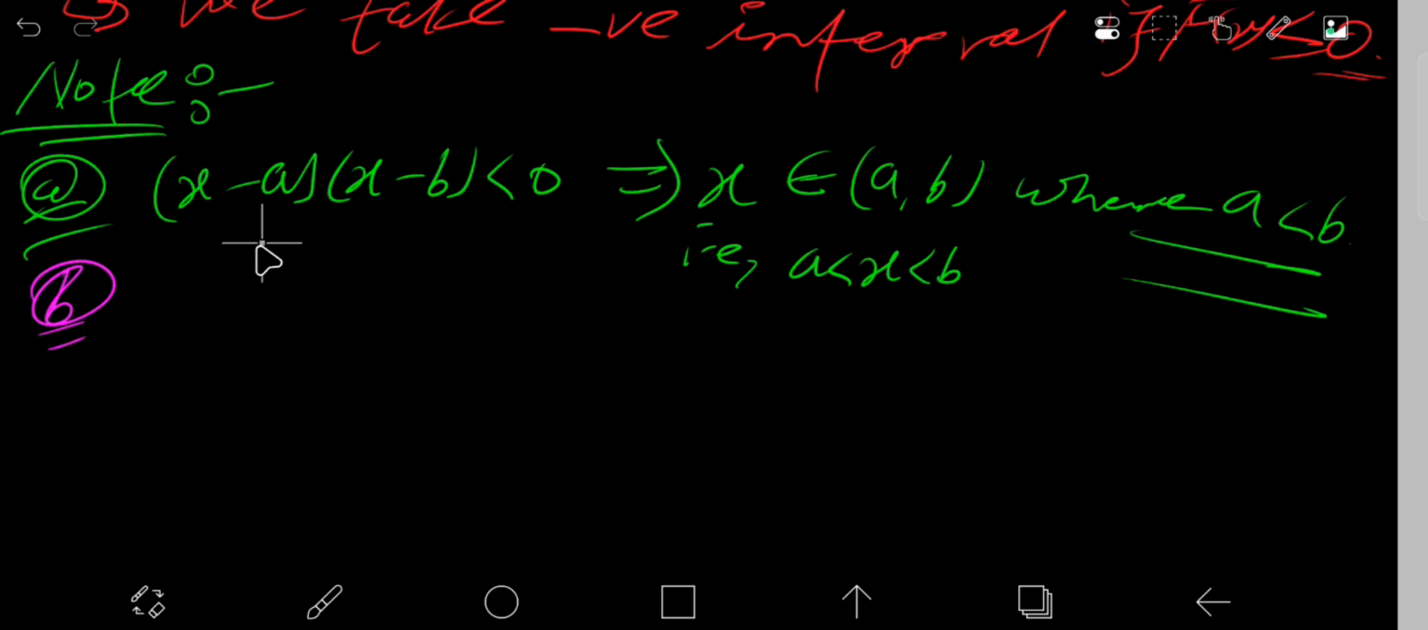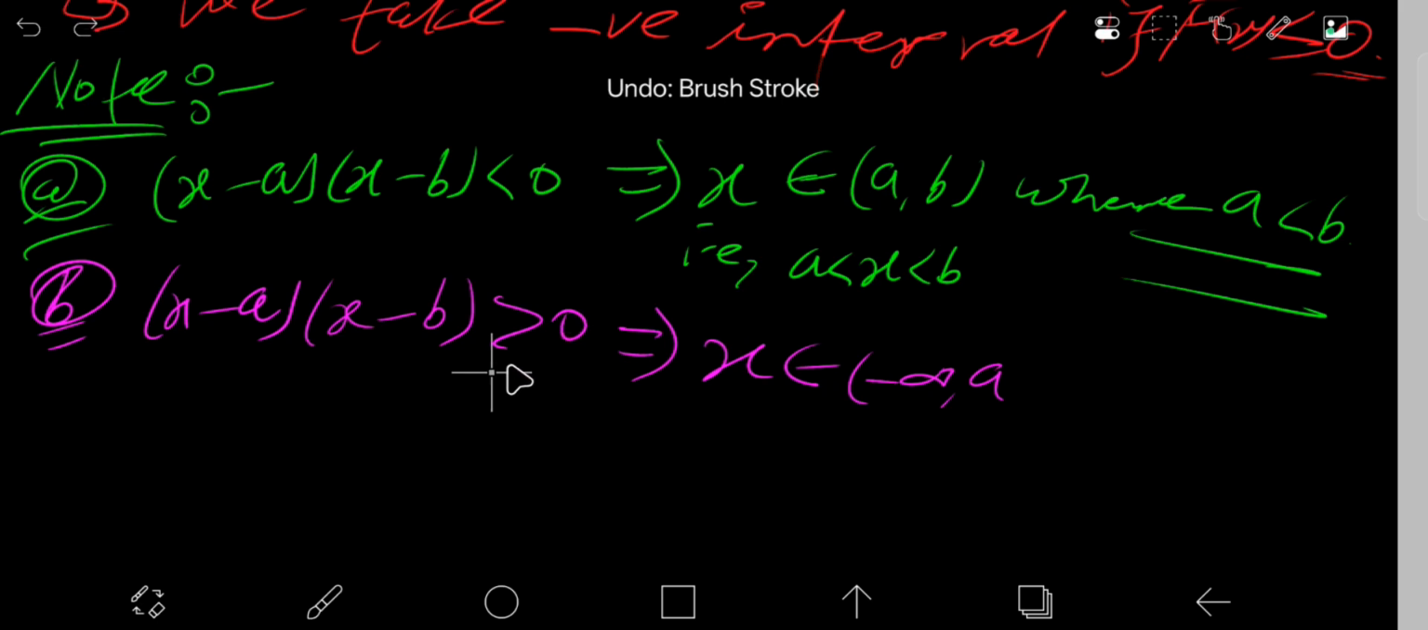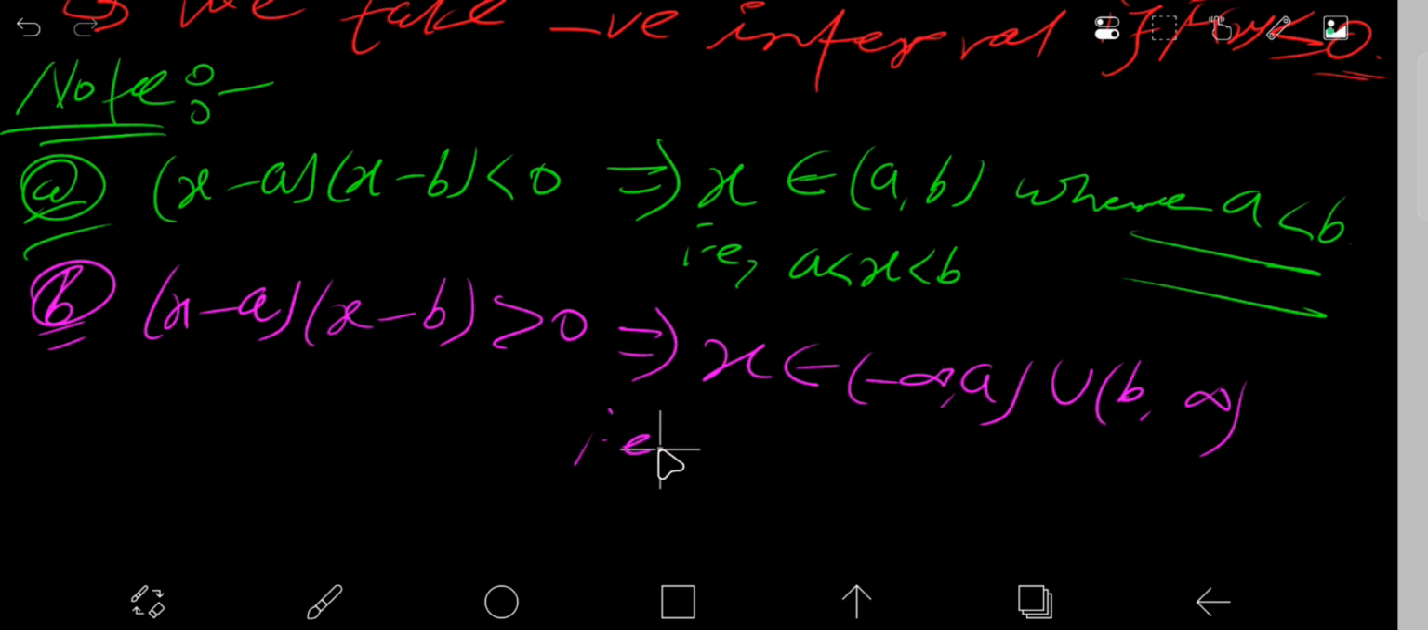If the given expression is (x minus a)(x minus b) greater than 0, then the solution is x belongs to minus infinity to a, union b to plus infinity. These are open intervals because no equality sign is given; if an equality sign is given, then we take a closed interval.